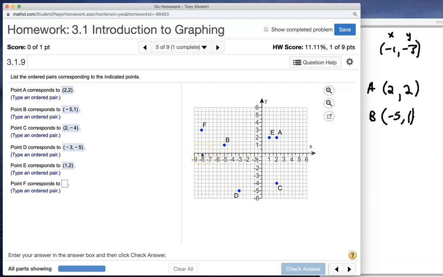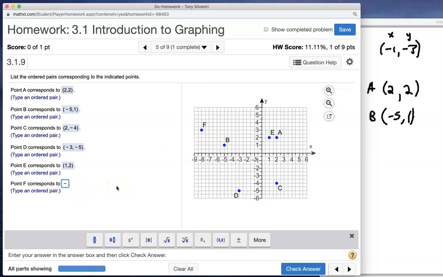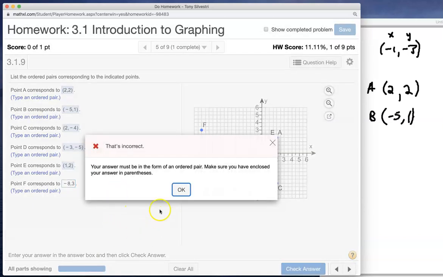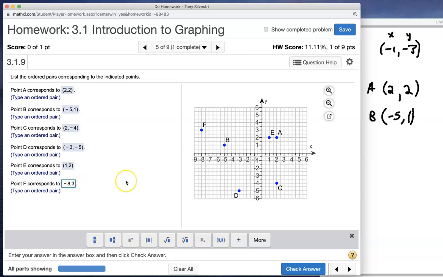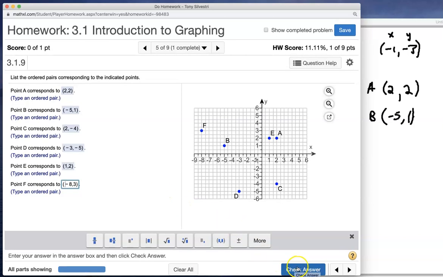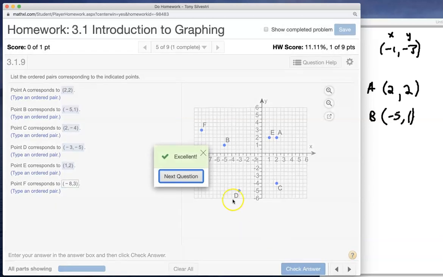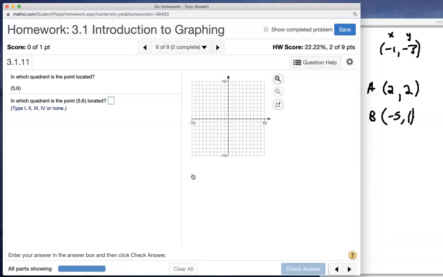And then once we get to -8, we have to go up 3. So that would be, don't say -8 comma 3. That will be wrong. They want you to have this as an ordered pair. So they want you to put the parentheses around those 2 numbers, because that's the way mathematicians have done this for centuries. I think we're done with that question.